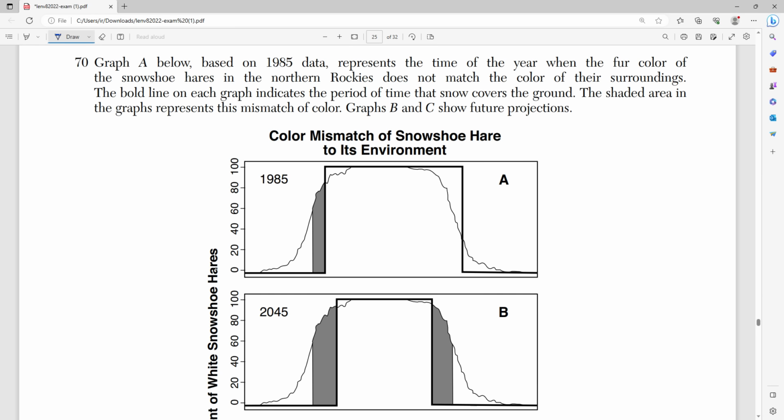Well, this bolded line is, what did we just say it was? So it's the period of time that snow covers the ground, right? So here in 1985, there's a pretty big period of time that it covers the ground, right? And there's a very short sliver of time where they molt, right? In this short period, they're changing from brown fur to white fur, and now they're blended in.